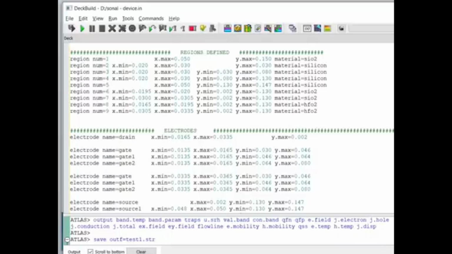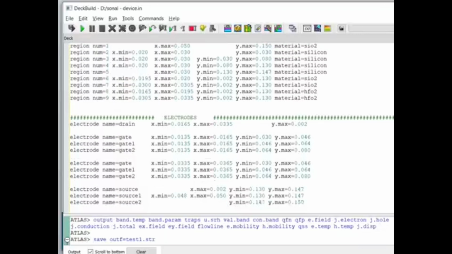Region numbers 6 and 7 are used for the oxide layer, the SiO2 layer. And region numbers 8 and 9 are used for the HfO2 layer. And the positional parameters for every region are mentioned in the code.